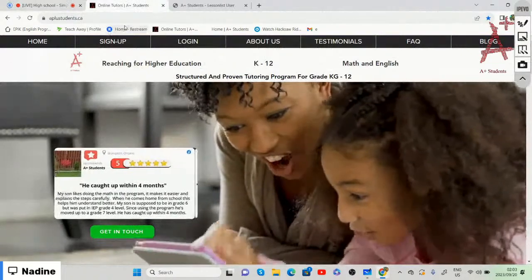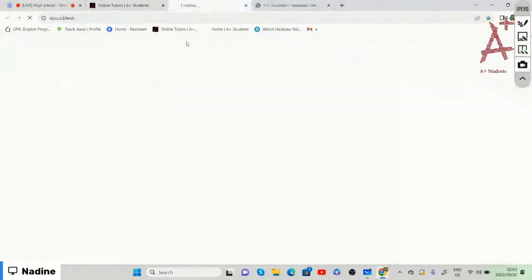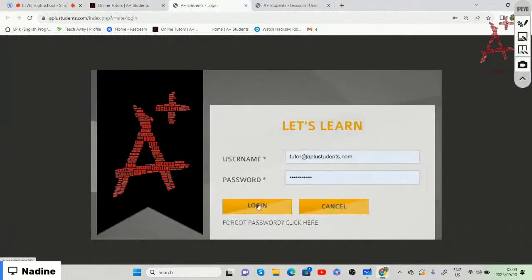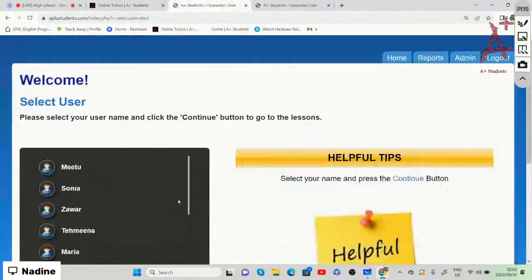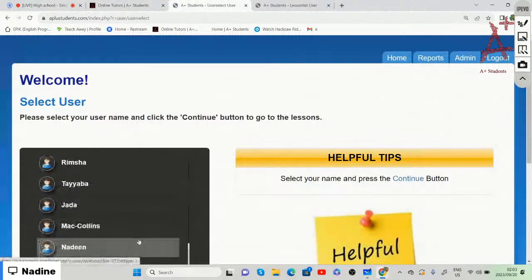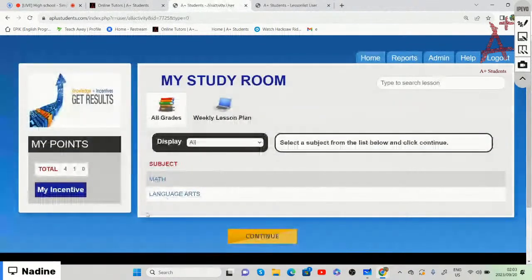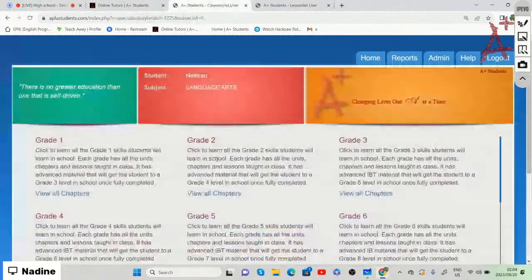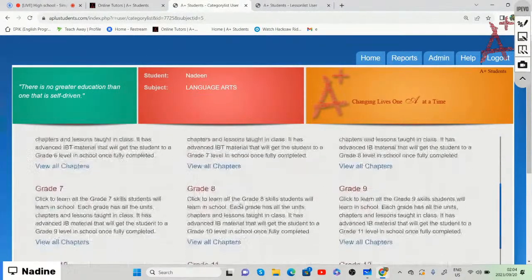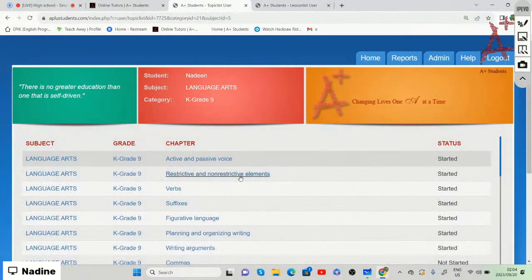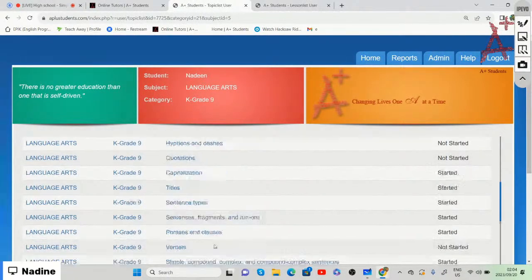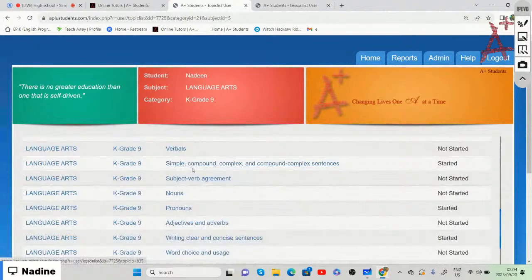So before we start with our lesson, we're going to log into aplusstudents.ca with our username as well as with our password. And we're going to select the subject of language arts. All right, so when we get to this stage, as we are doing our high school lesson, we are going to go to grade 9. Then we are going to scroll down until we get to the chapter of simple, compound, complex, and compound complex sentences.